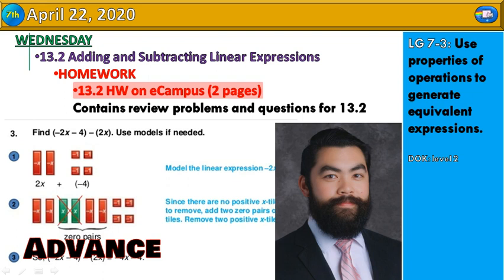Homework is 13.2, available on eCampus. It is a 2-page document. It contains review problems as well as questions from this lesson. Let's proceed.